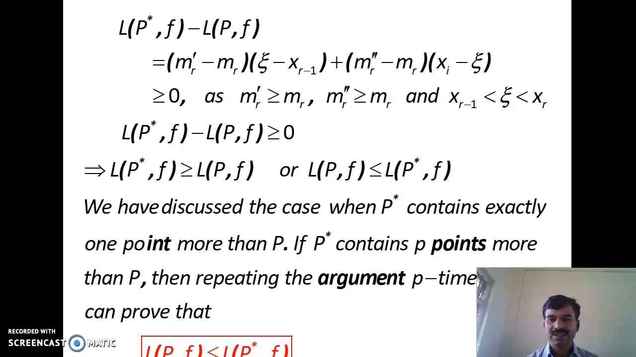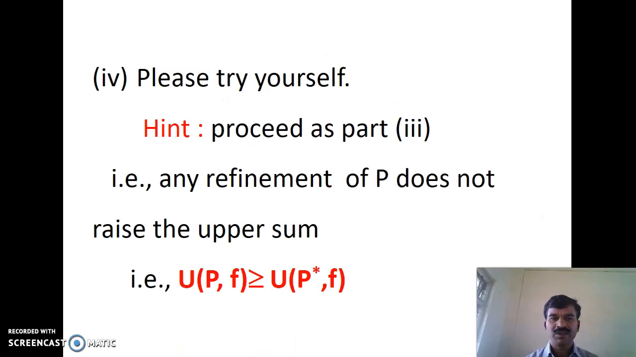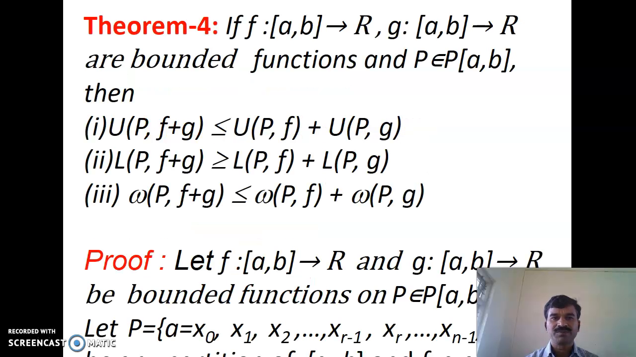We have discussed this case when P star contains exactly one point more than P. If P star contains more than one point, say p points, then repeating the same argument p times, we can prove that L_P of f is less than or equal to L_P star of f. Similarly, we can prove, exactly as we have seen in the third relation, that U_P of f is greater than or equal to U_P star of f. Then we have a fourth property.